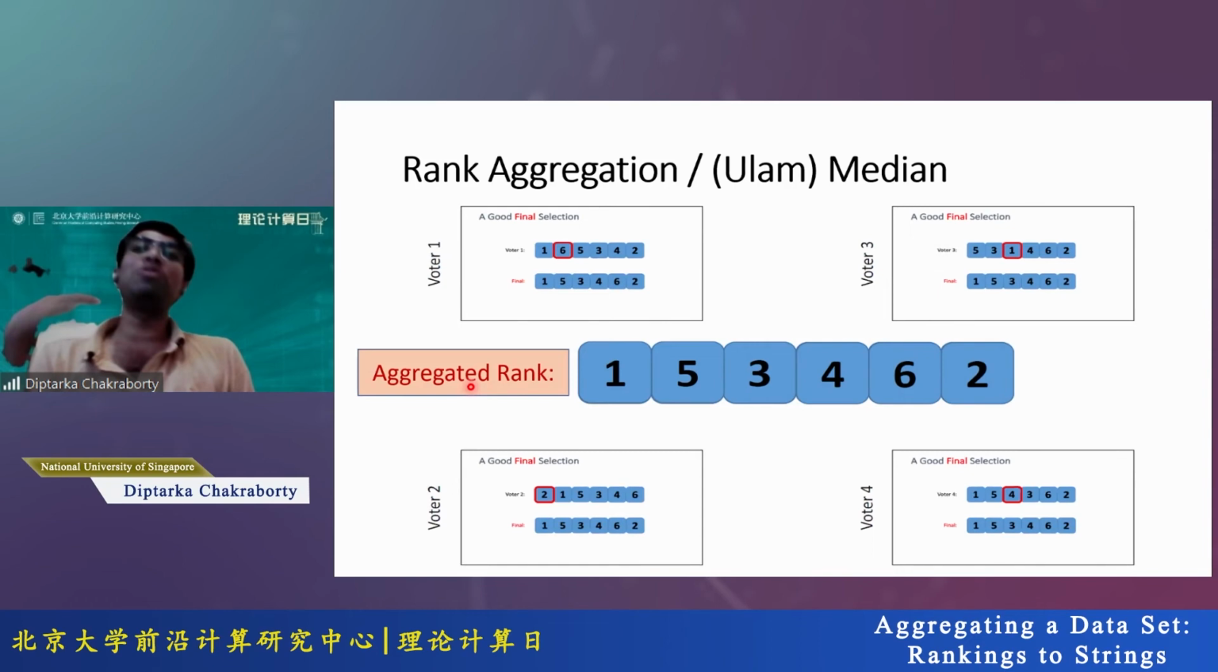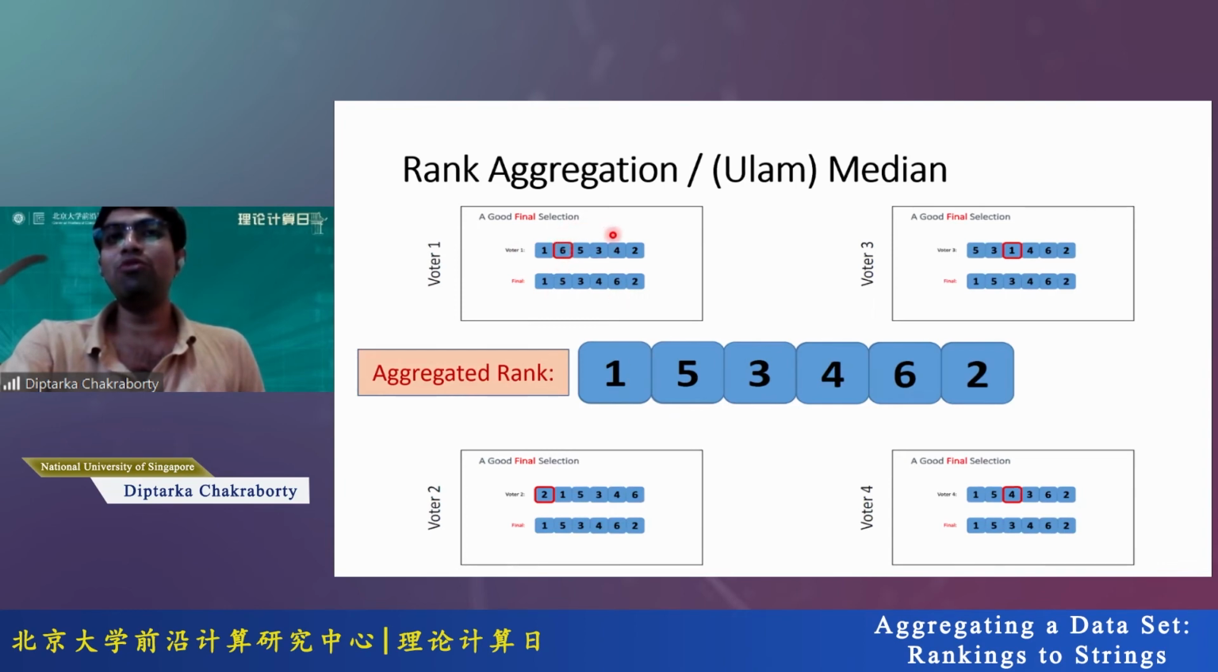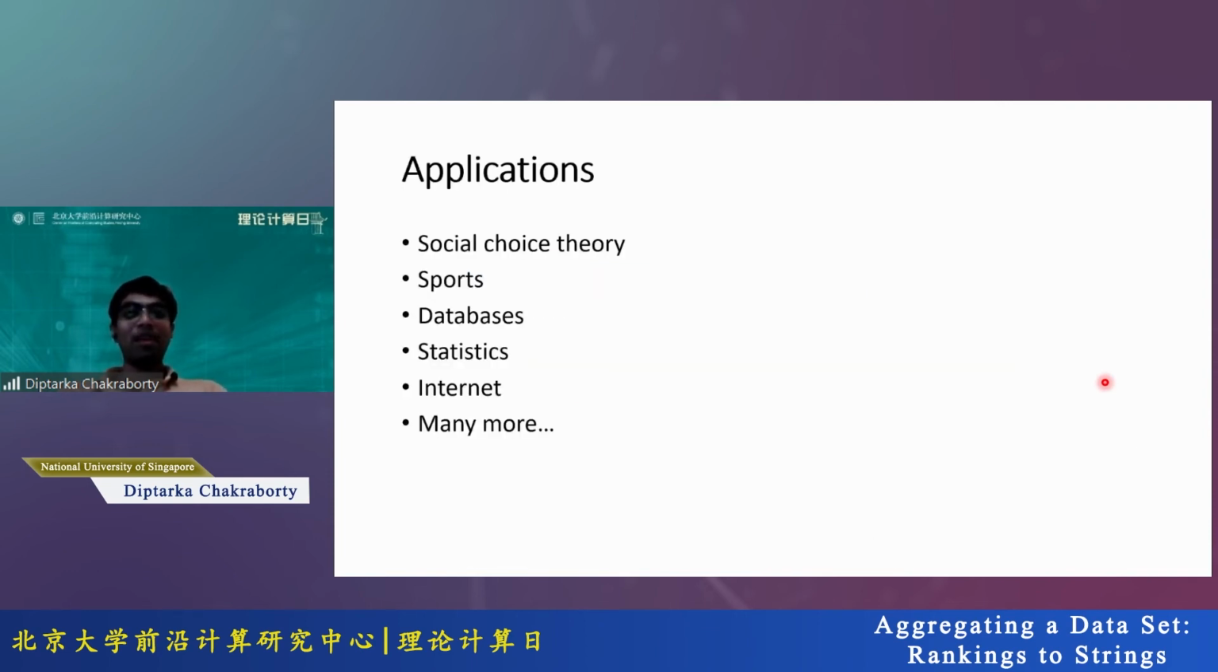And now, when we say aggregate rank, one of the natural notions is finding the median. So basically finding a ranking such that it minimizes the sum of distances. You can see that in this particular example, from voter one to this aggregated ranking, we just move this particular element six. So the Ulam distance is two, here also two, two, two. So the sum of distances here becomes eight. And you can see that this is the optimal one for this particular example.